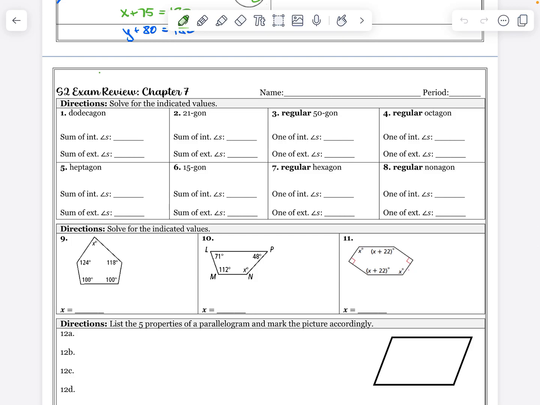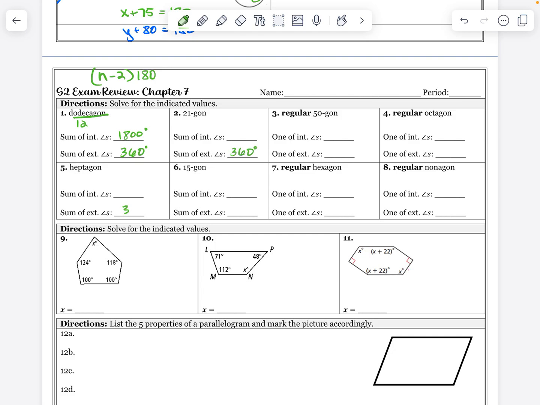So sum is n minus 2 times 180. So n is how many sides it has. A dodecagon is a 12-sided figure. So 12 minus 2 times 180. And then the sum of exterior is always 360. Sum of exterior, always 360.